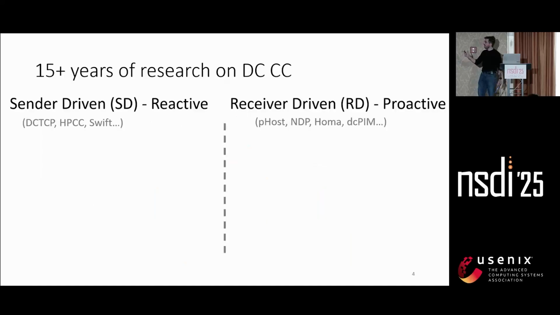more capacity. And of course, there have been many proposals to improve congestion control in data centers. And they can be broadly classified into 2 categories, sender-driven and receiver-driven. And I'll make a brief mention of the 2.